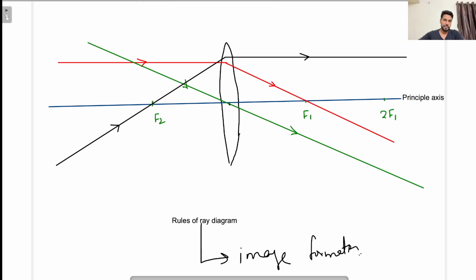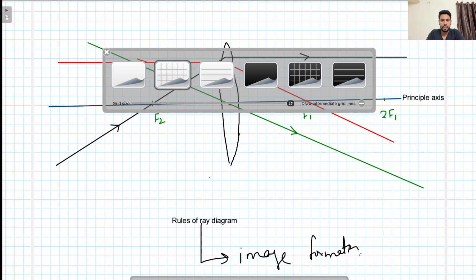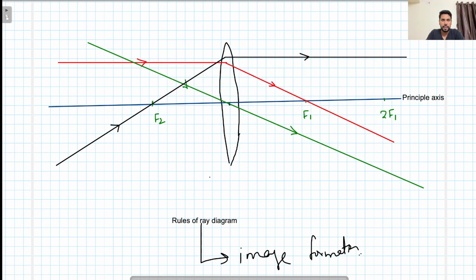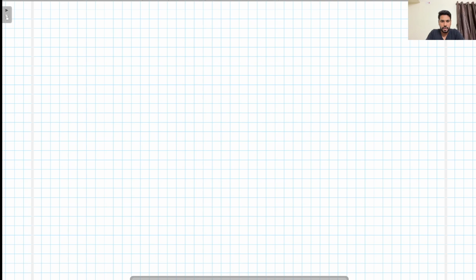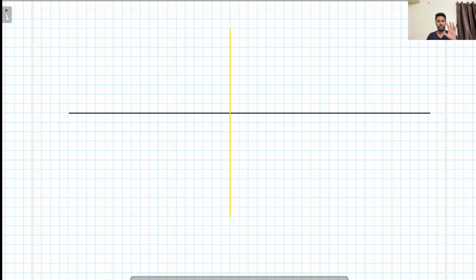I will show you one point. I'm going to show you exactly one point and how that one point is going to form image for me. All right, now I will just turn this and I will take a new page. I have my principal axis. Now I am not showing lens as a whole, I'm just showing lens as a straight line. So understand that this is my lens. I'm not showing the whole curved part and all, I'm just showing that this is my lens.